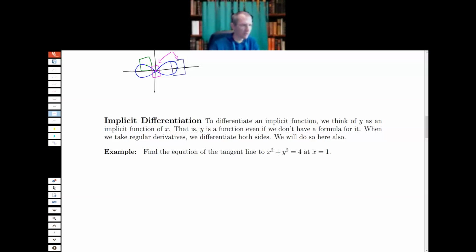Okay, that's what we're going to do here. We're just going to differentiate both sides. Okay, so let's look at what that looks like.